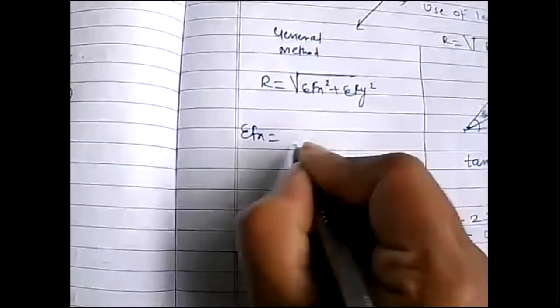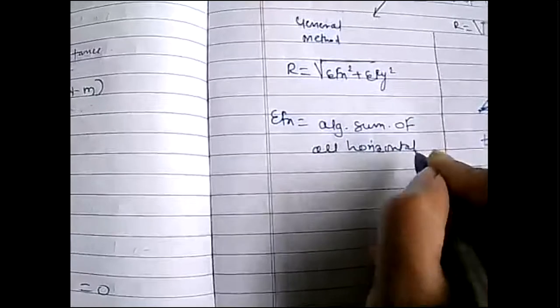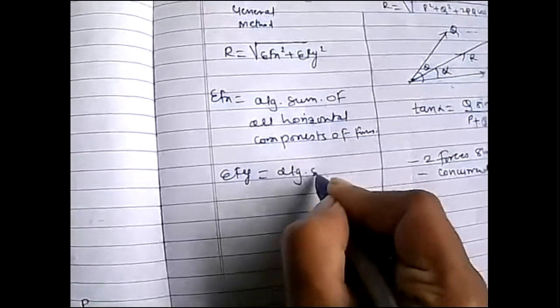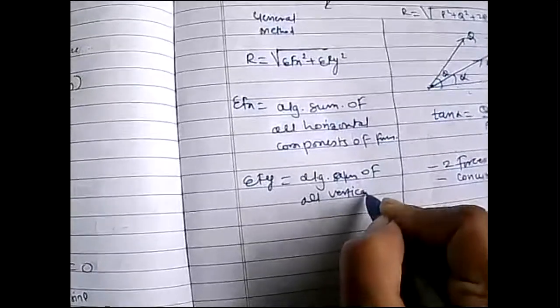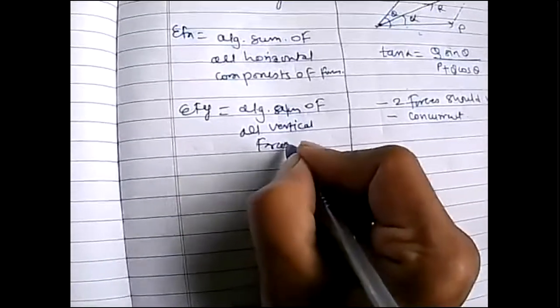What is the formula for that? R is equal to under root summation Fx square plus summation Fy square. What is summation Fx? Summation Fx is the algebraic summation of all horizontal components of the forces. What is summation Fy? Similarly, the algebraic summation of all vertical components, or vertical forces.